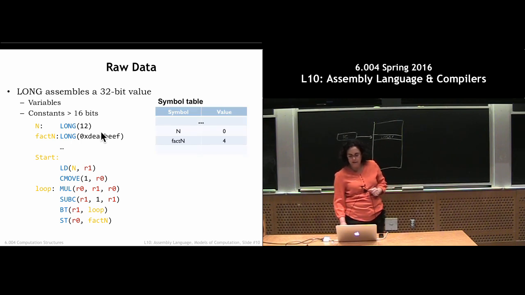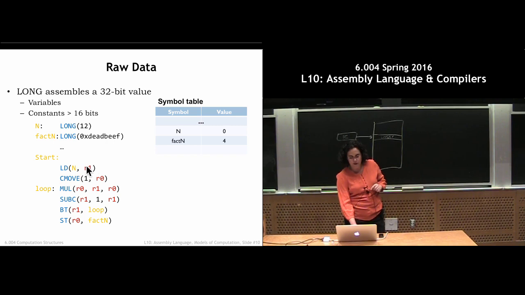So in our symbol table, what happens? n and fact n are just addresses. They're just locations in memory. Because this is the first line in our code, n translates into location 0. Fact n translates into location 4. So in my symbol table, I just have n is equal to 0 and fact n is equal to 4.